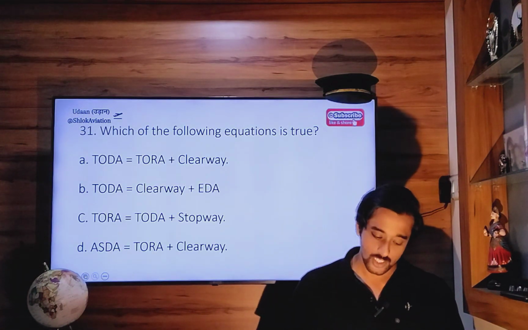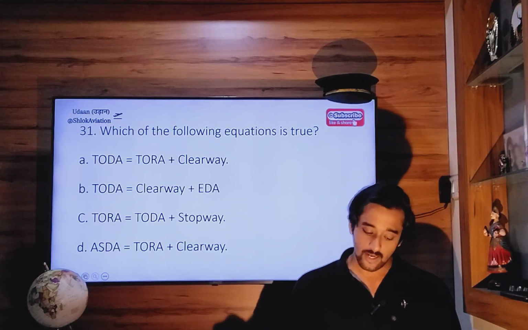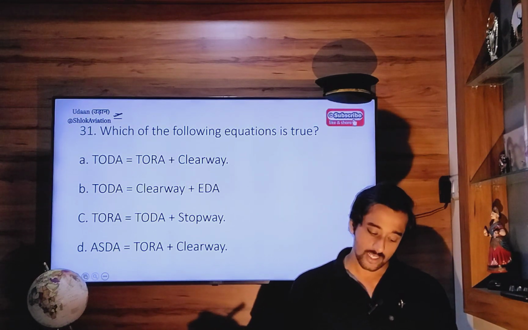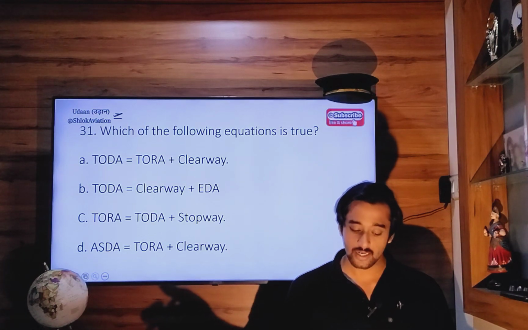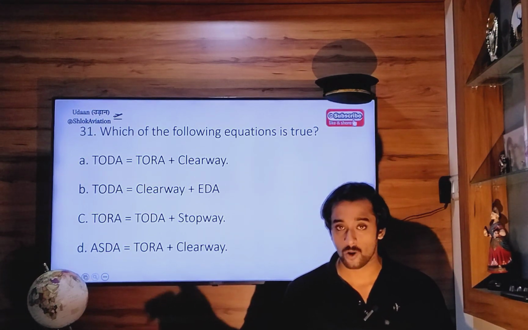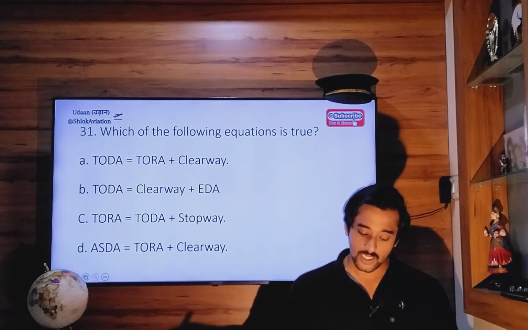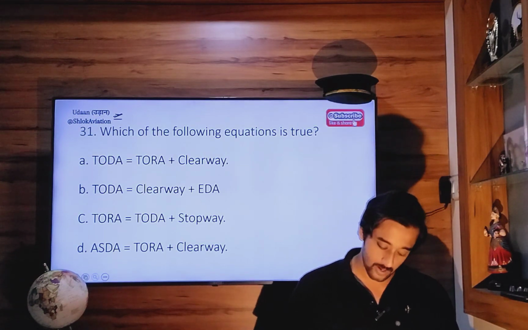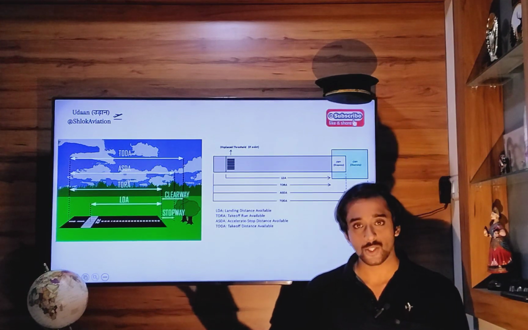So the first new question, which of the following equations is true? Takeoff distance available equals takeoff run available and clearway. Takeoff distance available is clearway plus emergency distance available, or accelerate stop distance available. Takeoff run available is takeoff distance plus stopway. Accelerate stop distance, takeoff run and clearway. So remember, you will have to remember this diagram, whatever helps you understand the concept.